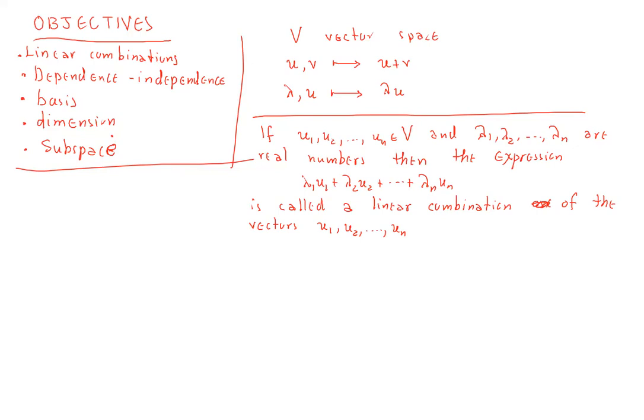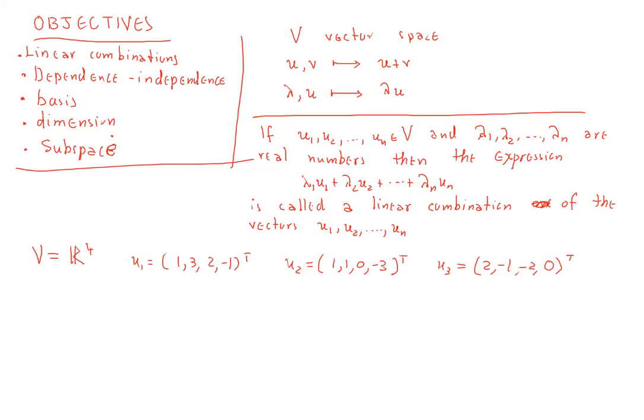So let's give an example. So let's say that we are in R4 and U1 is 1, 3, 2, negative 1. U2 is 1, 1, 0, negative 3. And U3 is 2, negative 1, negative 2, 0.